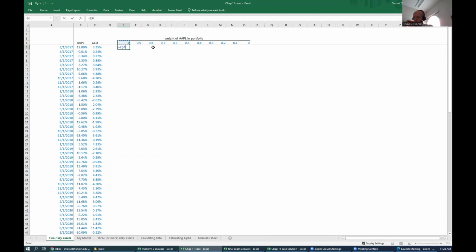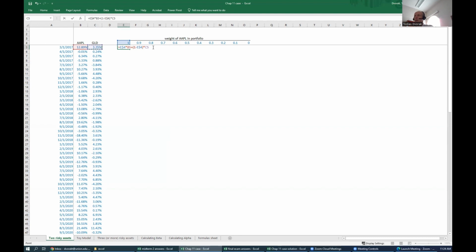So this is the weight of Apple. It's going to be multiplied by the return on Apple, plus 1 minus the weight of Apple, locking in the row coordinate, times the rate of return on gold. Basically, the return on the portfolio is just the weighted average of the returns on those two assets, where the weights are the relative proportions in which we mix those two assets.